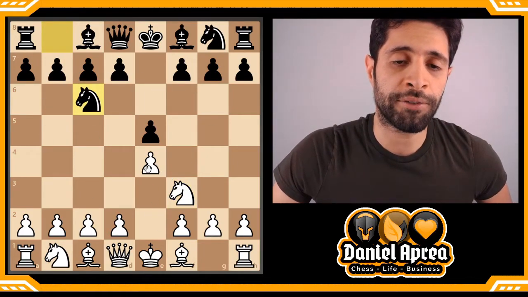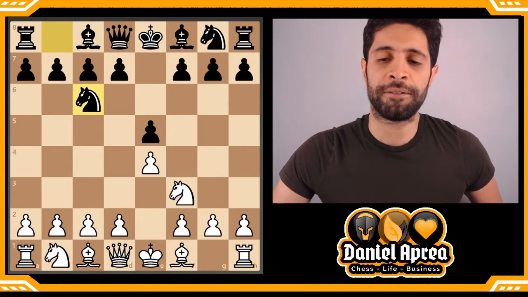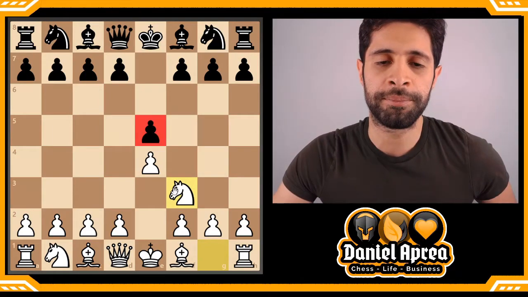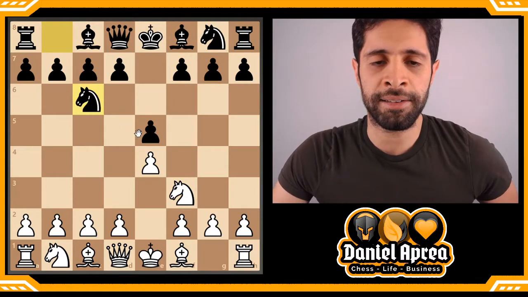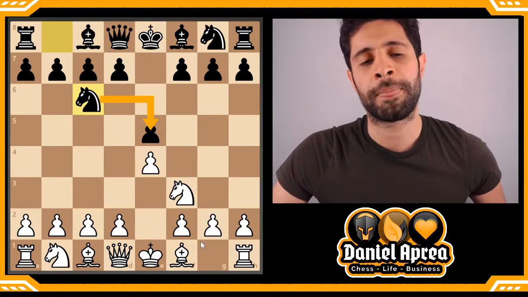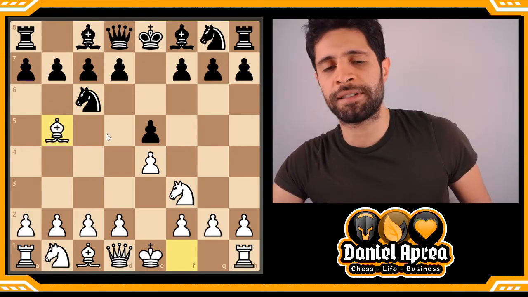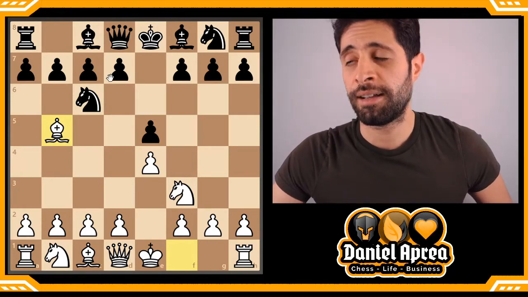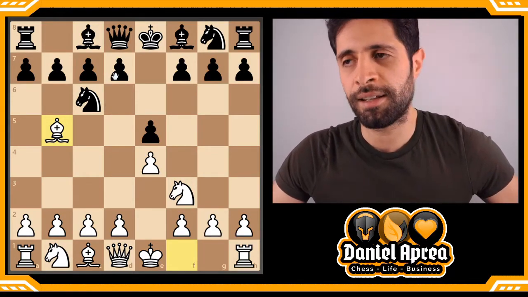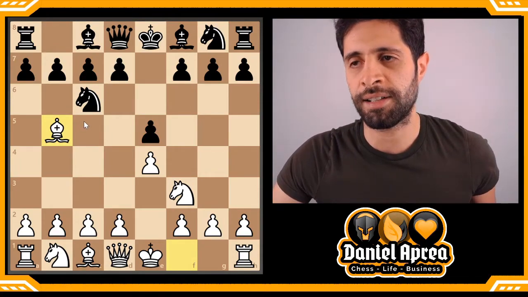So after e4, e5, knight f3, knight c6, white with knight f3 just attacks this pawn here. And black is developing a knight and defending the pawn. And a common move here, for example, is bishop b5, and this is called the Ruy Lopez. It's an opening that was popularized by a Spanish bishop in the 16th century.